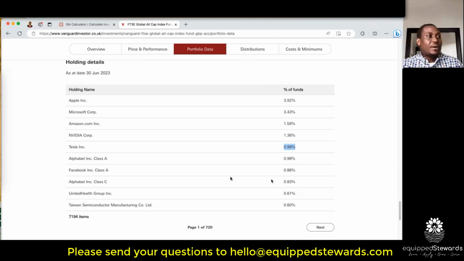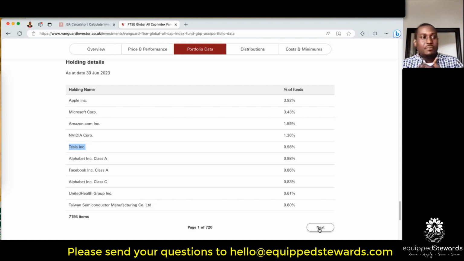But the good thing about investing in funds is that if, for example, Tesla decides, let's not use Tesla now, one of the companies goes bankrupt, the implication of that is that it won't affect you so much because it's just a fraction of the whole fund. So in that case, your risk is not as huge as you putting 100% of your investment in Tesla.